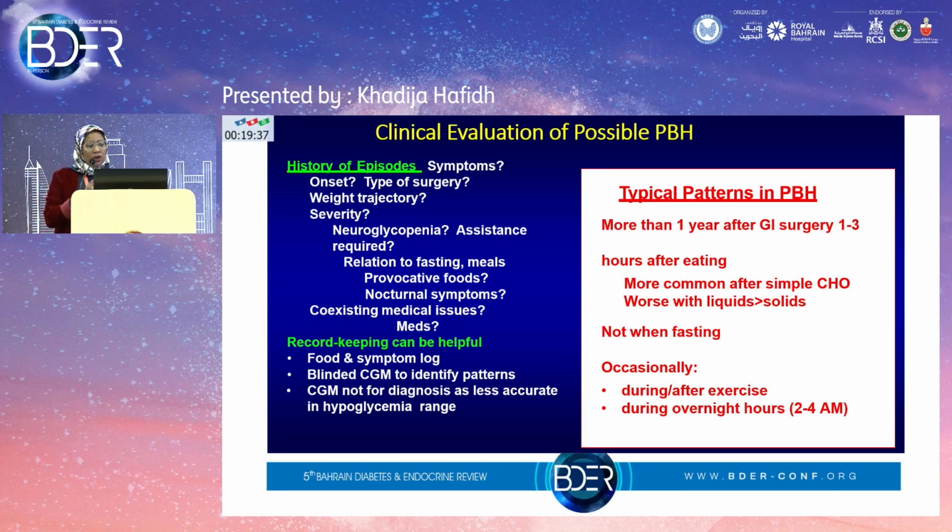A record of the food logs and the symptom log may be important as part of your diagnostic strategy. A blinded CGM may also be helpful to show you those glycemic excursions and identify some patterns. CGM is not for diagnosis. It's less accurate, particularly in the hypoglycemia range.